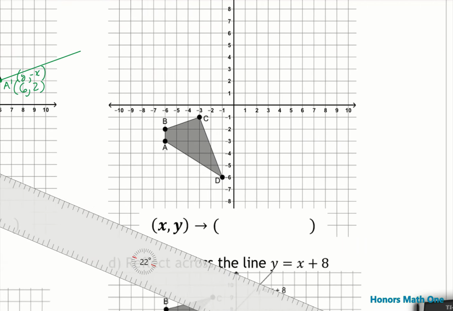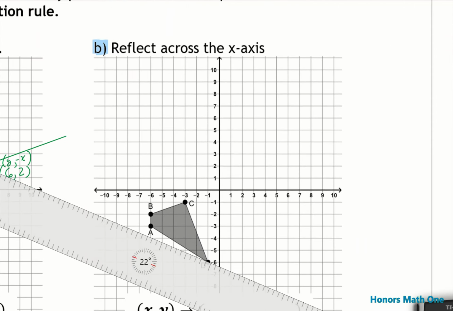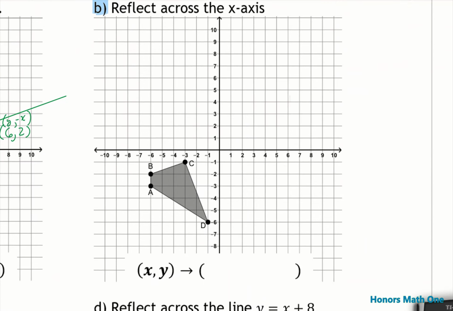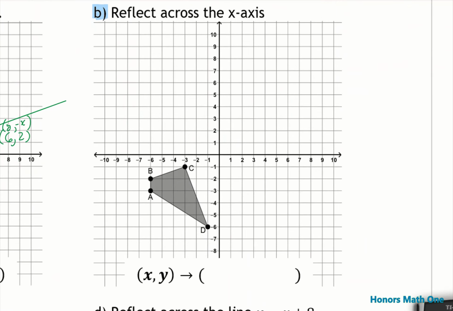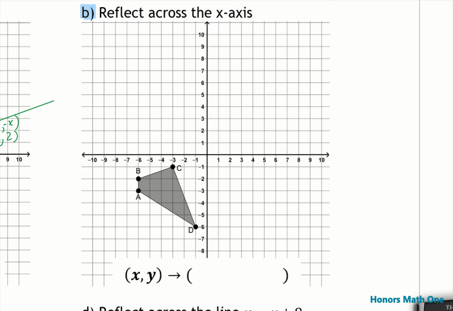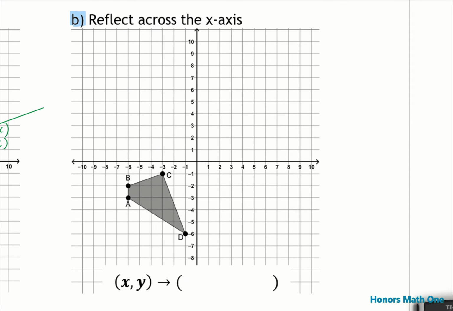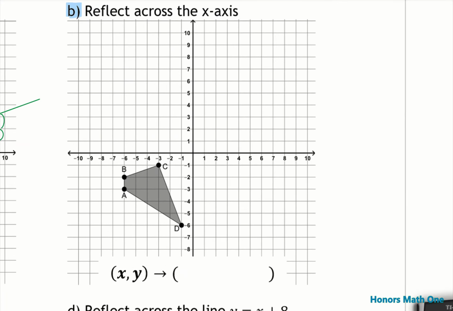Let's go on to part B. Part B says to do a reflection. It says reflect across the x-axis. So again, one of the common errors I saw in this test was just a little confusion about which one's the x and which is y. This is my x-axis, and when I reflect across it, this is going this way.